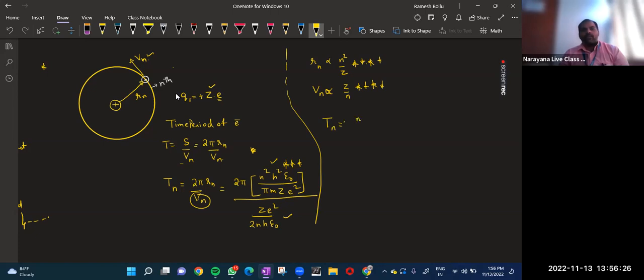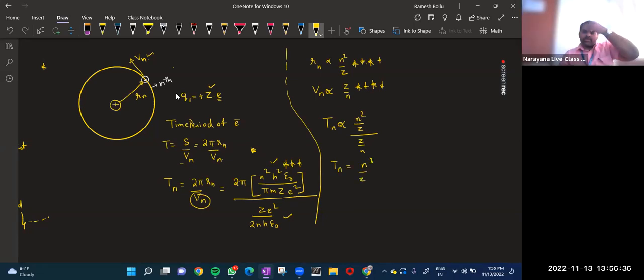Tn is proportional to n square by z, whole divided by z by n. So the time period of the electron in the nth orbit is proportional to n cube divided by z square. This is the time period of the electron in the nth orbit: n cube divided by z square. I'm requesting all of you to remember this in your photographic memory.